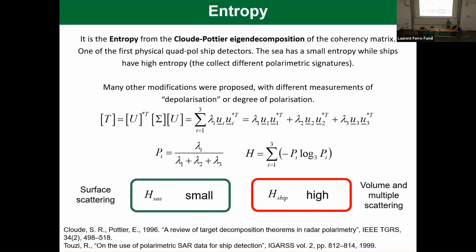So the first detector that was the quad-pole detector that possibly was proposed, it comes back to the 90s, is the entropy from the Cloude-Pottier decomposition. You have seen that. So you take this matrix, you diagonalize the matrix, you look at the eigenvalues, and then you extract the entropy of that thing. What happens if you have a dominant target? The entropy is low or is high? Raise your hands if you think is high for dominant targets. Raise your hands if you think is low. Good. Dominant targets is low.